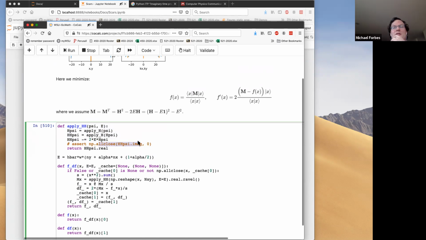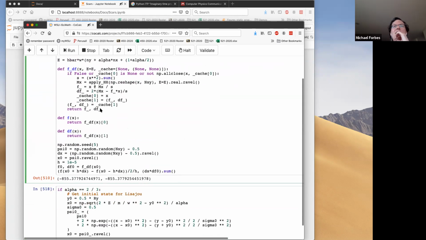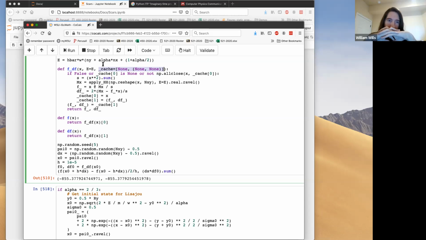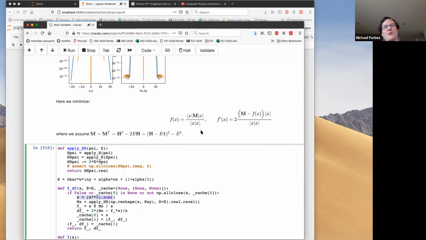This will fail at some point, but I checked it, so it works. But you should write a test for this, but we'll do that later. This is computing f and df, and I'm using a cache, because for the minimizer you have to pass both an f function and a df function, and it'll call them one after another. So I don't want to recompute this every time. Basically, S is this without a metric, sum of x squared. X is the full state psi raveled to be a long array, and I'm using only real states because I'm just looking for eigenstates.